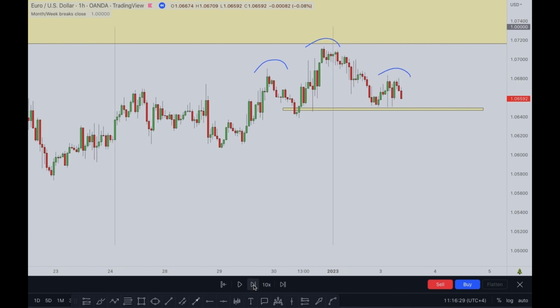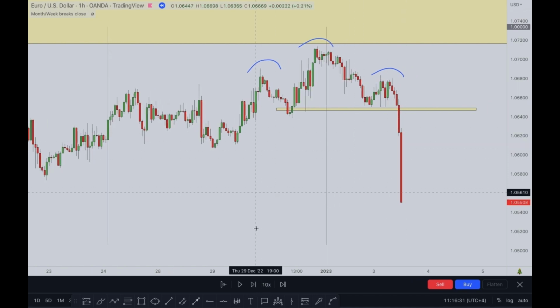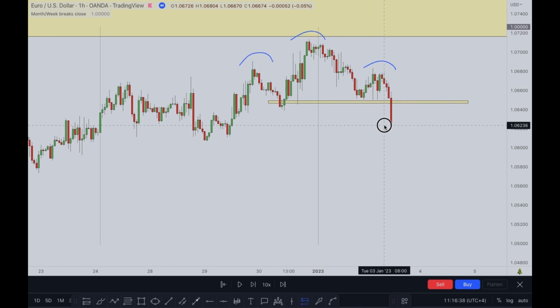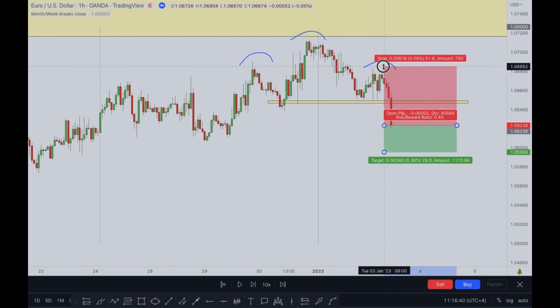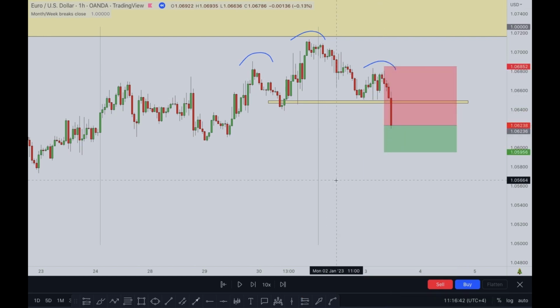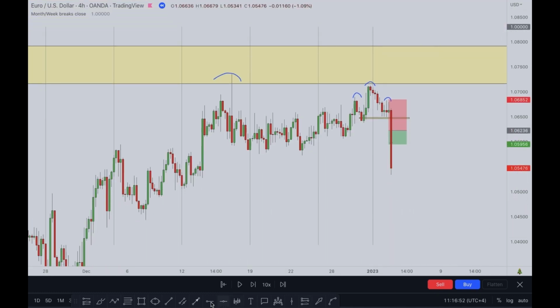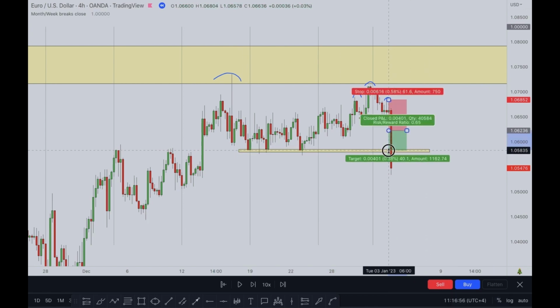So right here, we saw this. Let's just fast forward this. Yes, this break, right? So this break gave us an entry reason for us to go short on this pair. So we entered right here with our stop loss here, and then our take profit was the neckline of the double top pattern, right? So going to the 4 hour time frame, this was the neckline, and then that's where we had our take profit.